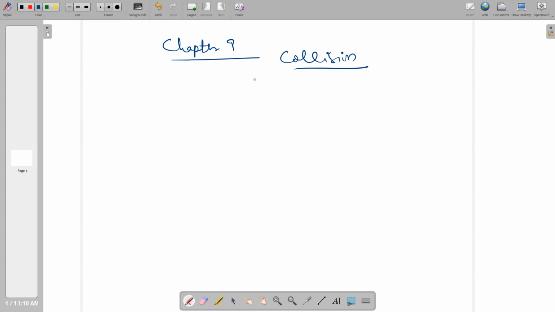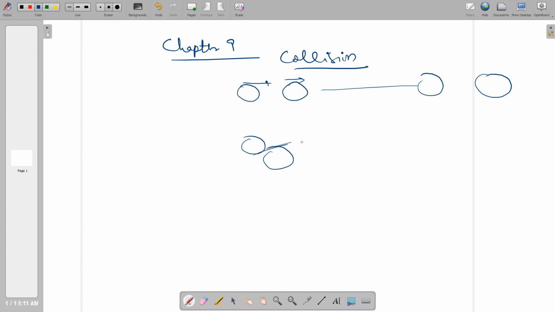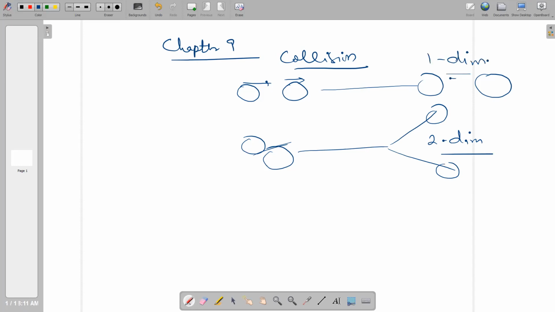So last time we saw that if two bodies collide with each other, moving in the same straight line like this one, this is called one-dimensional collision. The second case was if one body is here, and the other body collides with it, touching like this, then after collision, one body moves in this direction and the other body moves in this direction. Then we call it two-dimensional collision. This is elastic but two-dimensional, and this is elastic and one-dimensional collision.